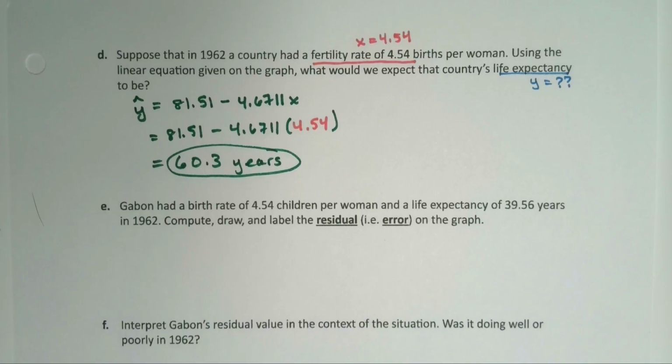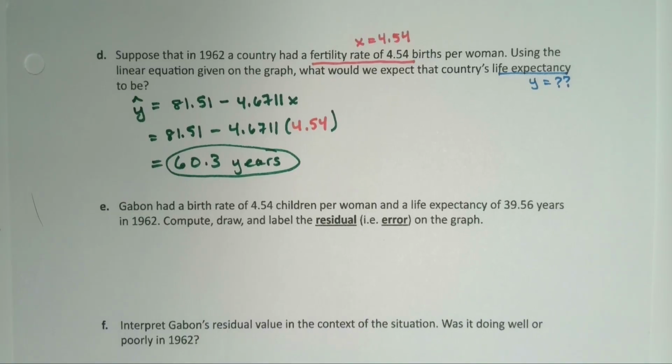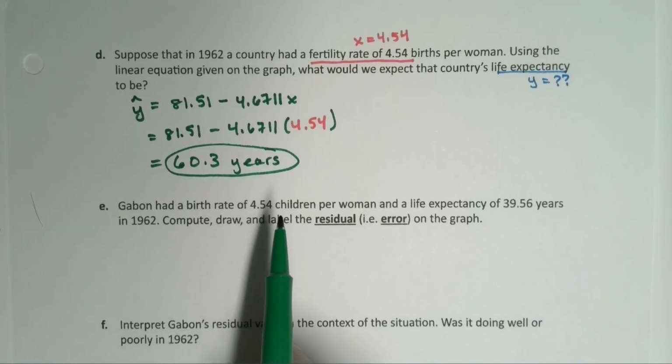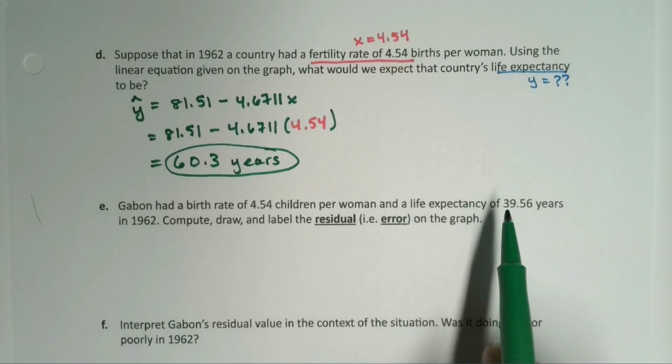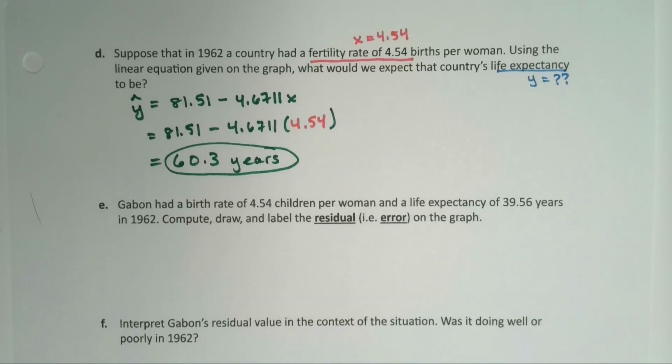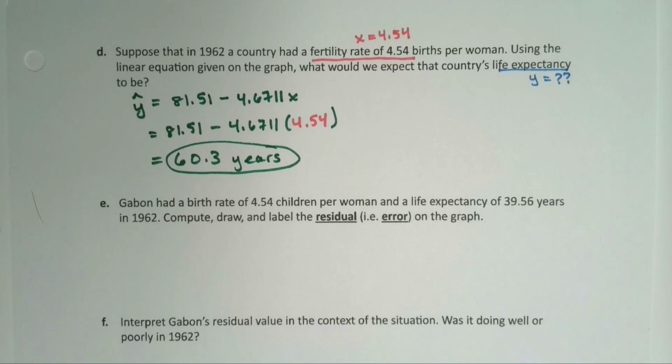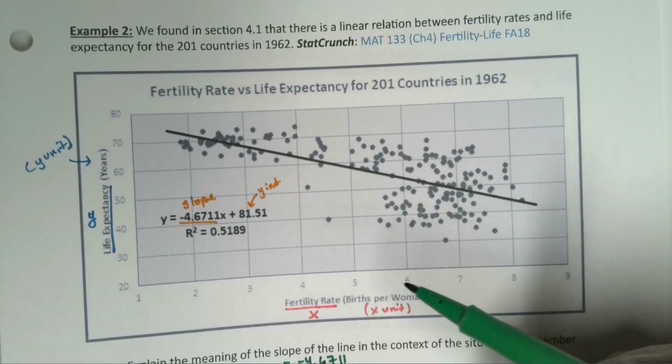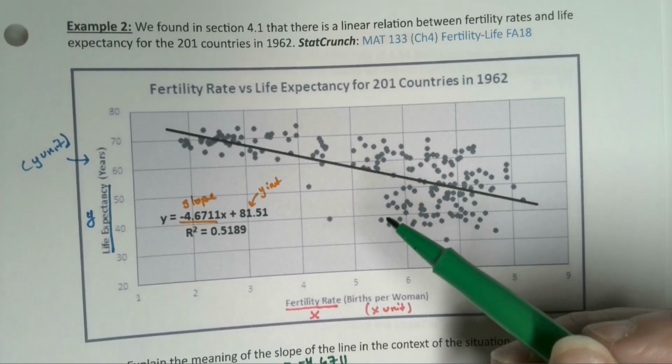Now, the country of Gabon, which is in Africa, had a birth rate of 4.54 children per woman and a life expectancy of 39.56 years in 1962. Compute, draw, and label the residual, i.e. the error on the graph. Okay, so error doesn't mean you did anything wrong. Error just means you made a prediction and it didn't work out, which it won't for half of the values out here, right? Because it's just how it is.